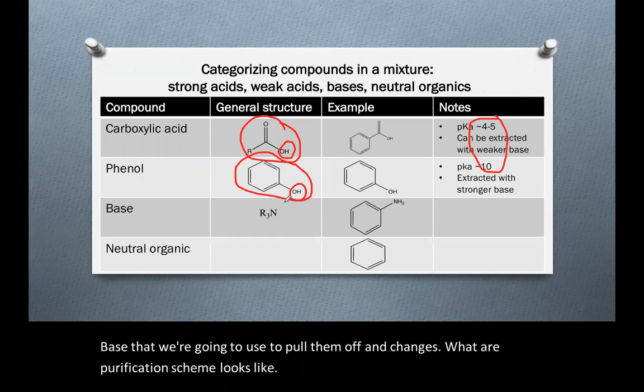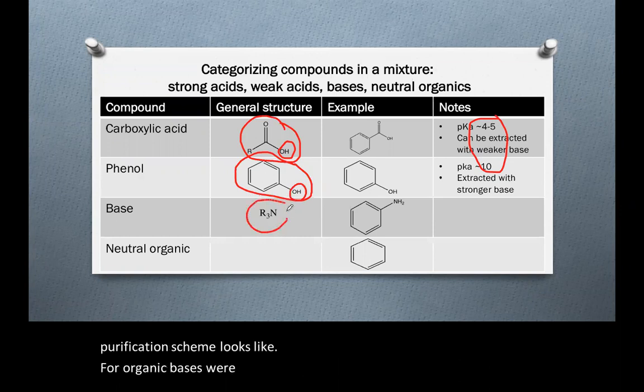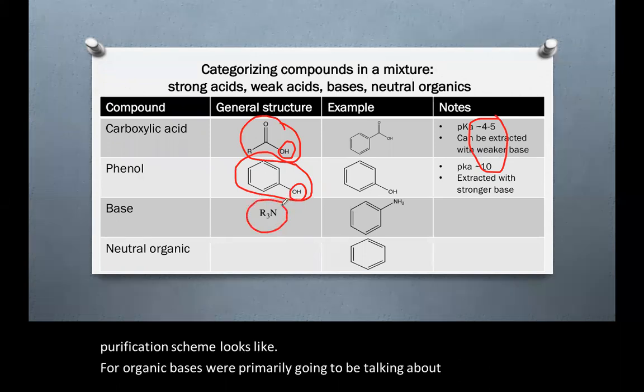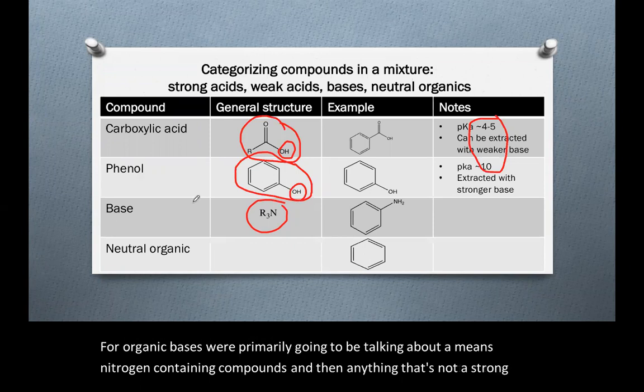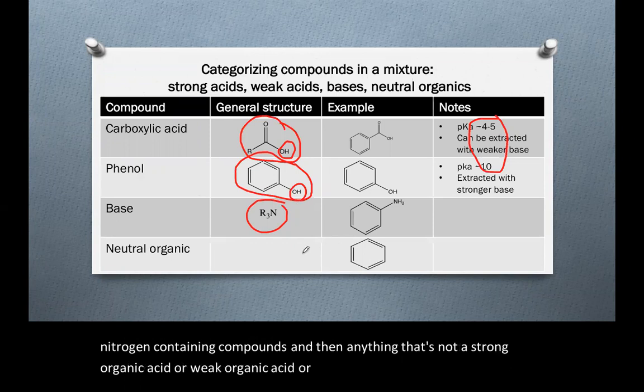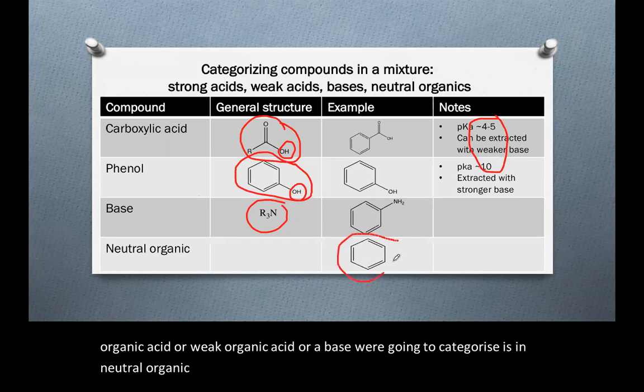For organic bases, we're primarily going to be talking about amines, nitrogen-containing compounds. And then anything that's not a strong organic acid, a weak organic acid, or a base, we're going to categorize as a neutral organic molecule. I've shown the structure of benzene here just to show you what one looks like.